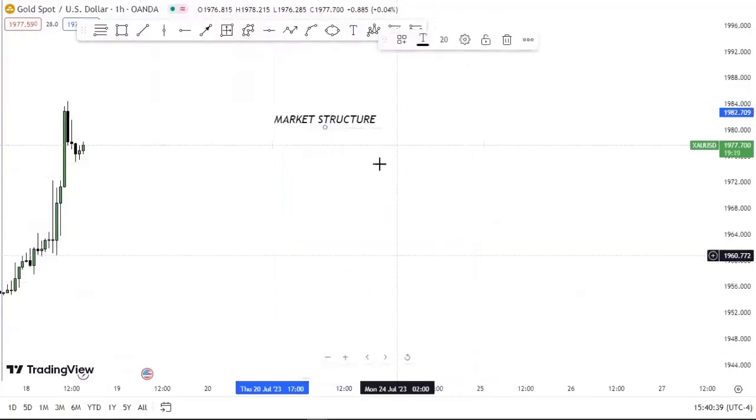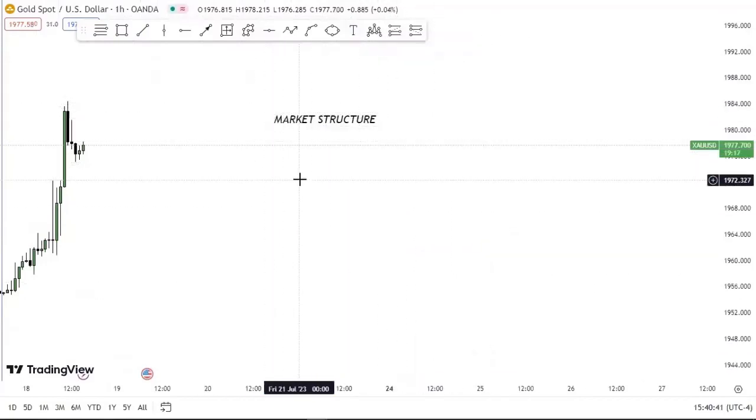Market structure is all you need in order to trade. You don't need anything else. If you understand market structure, you don't need any other strategy. You don't need to pay for anything from anyone. Just understand market structure.